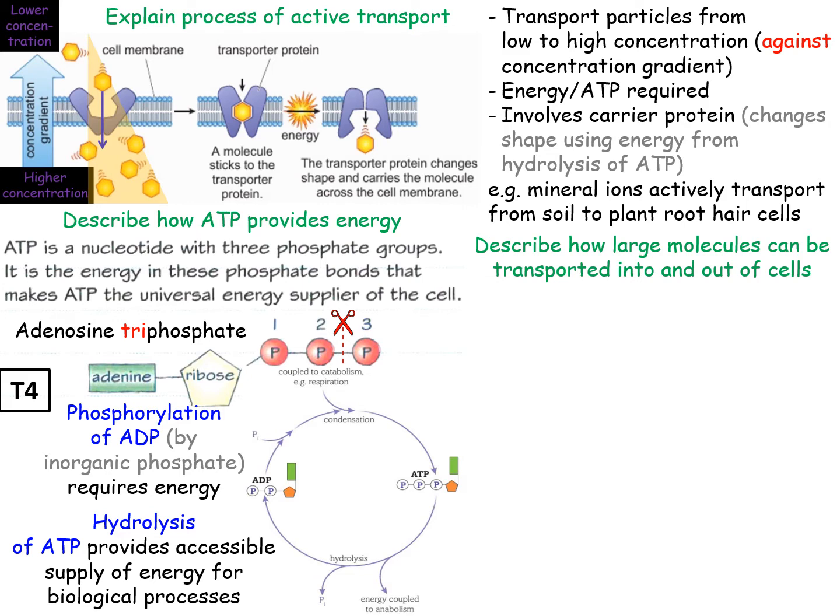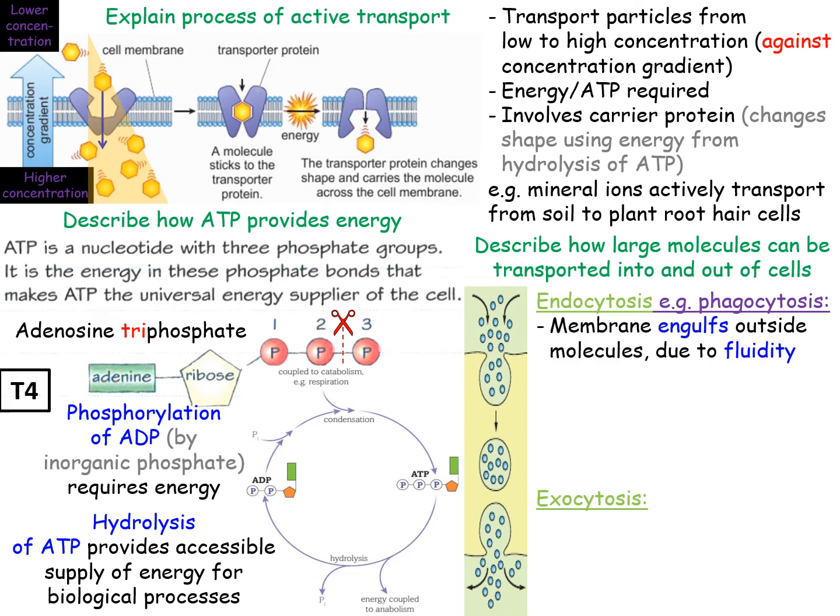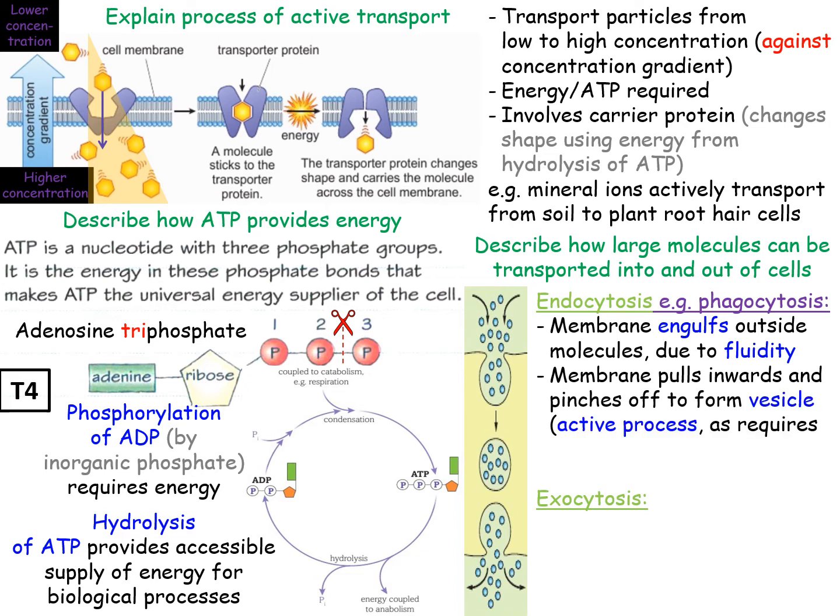Describe how large molecules can be transported into and out of cells. This involves either endocytosis, such as phagocytosis, or exocytosis. In endocytosis, the membrane engulfs outside molecules because it is fluid. It then pulls inwards and pinches off to form a vesicle. And this is an active process as it requires energy from the hydrolysis of ATP. The vesicle then moves in towards the cytoplasm.